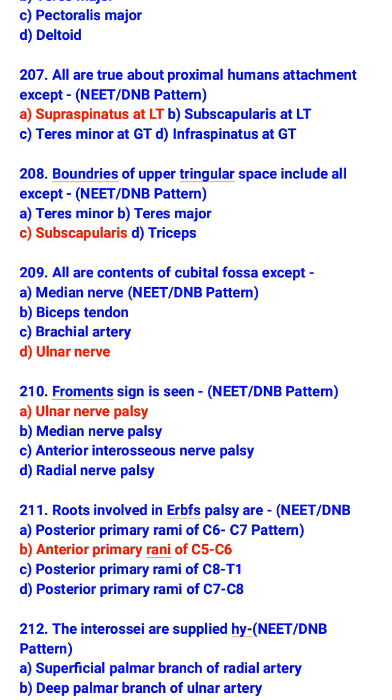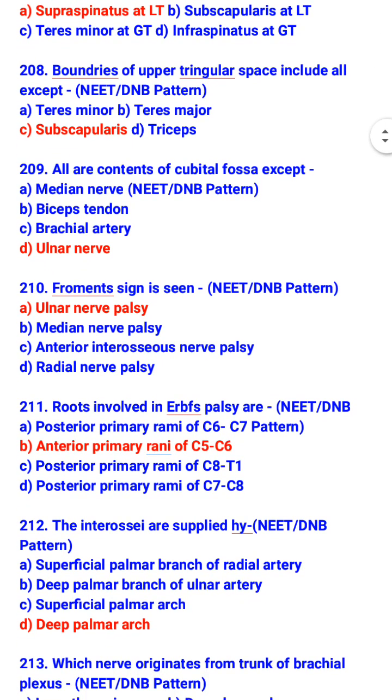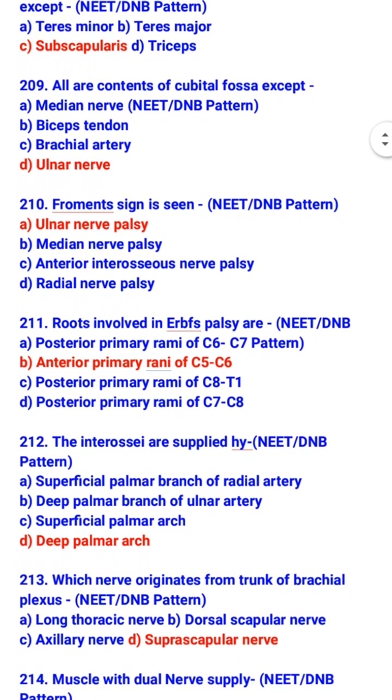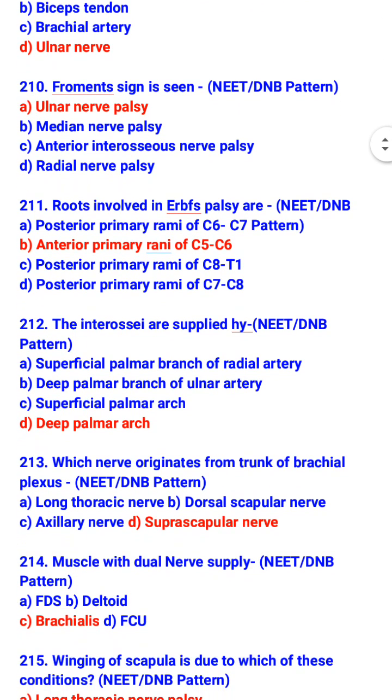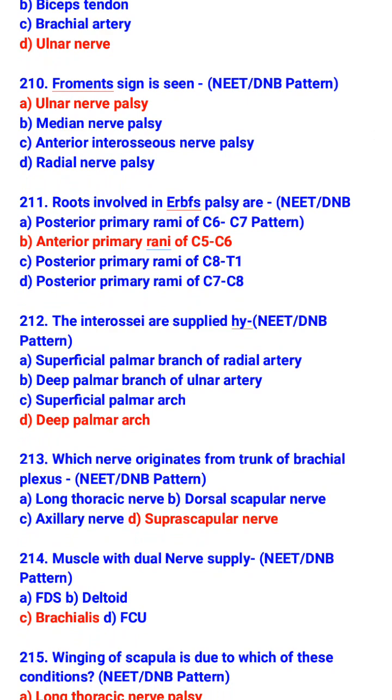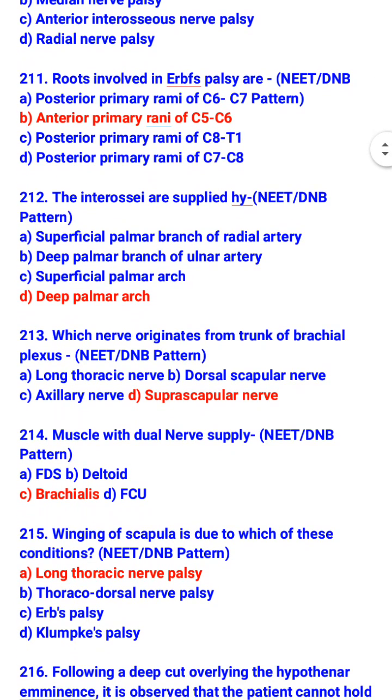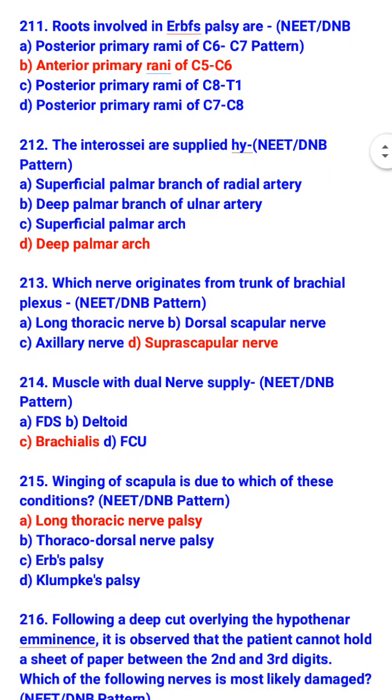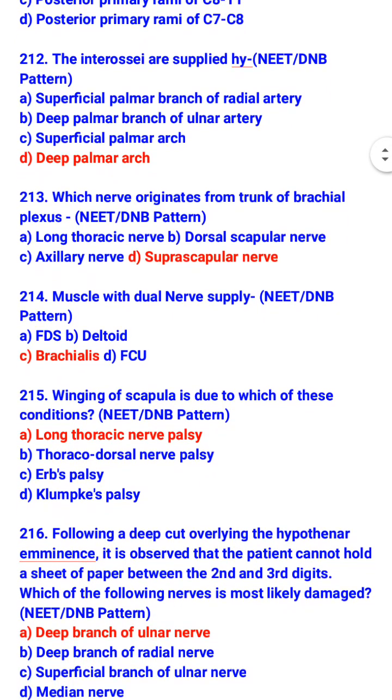Froment sign is seen in ulnar nerve palsy. Roots involved in Erb's palsy are anterior primary rami of C5 and C6. The interossei are supplied by deep palmar arch. Which nerve originates from trunk of brachial plexus? Suprascapular nerve. Muscle with dual nerve supply is brachialis.